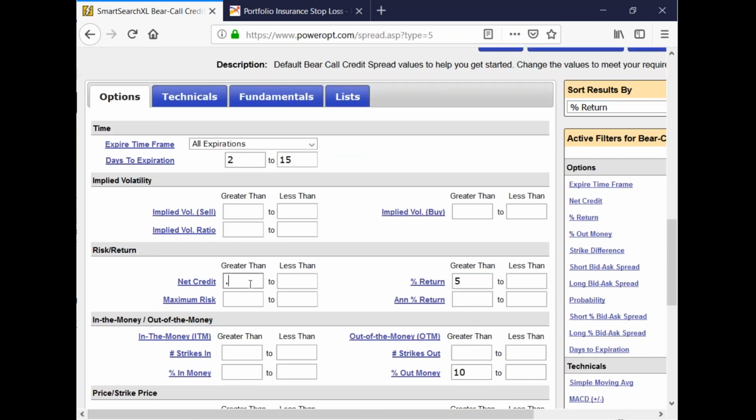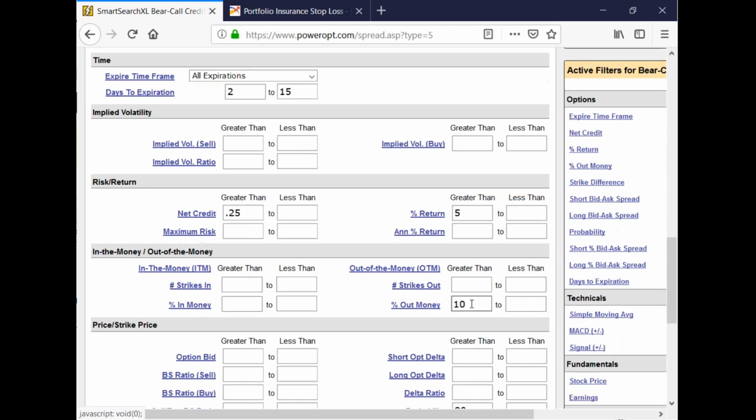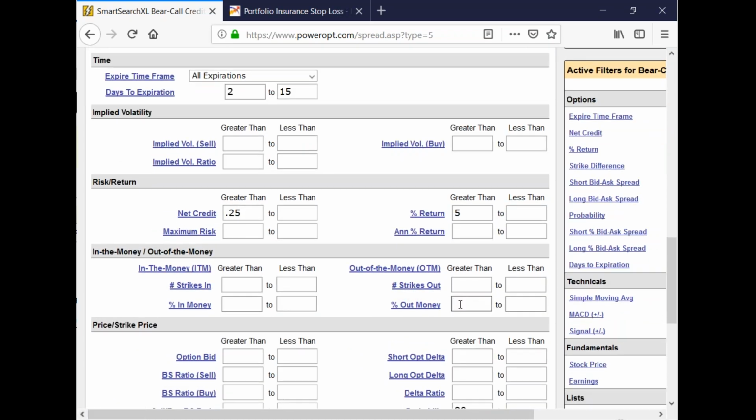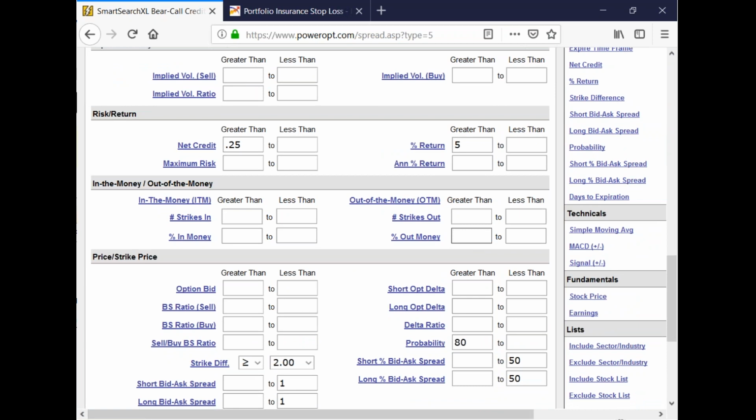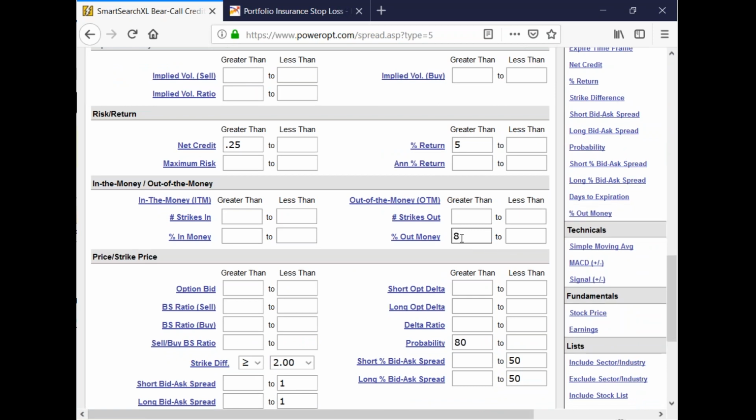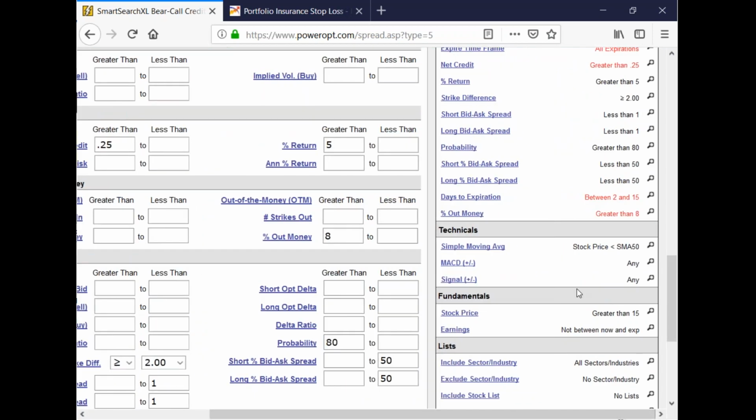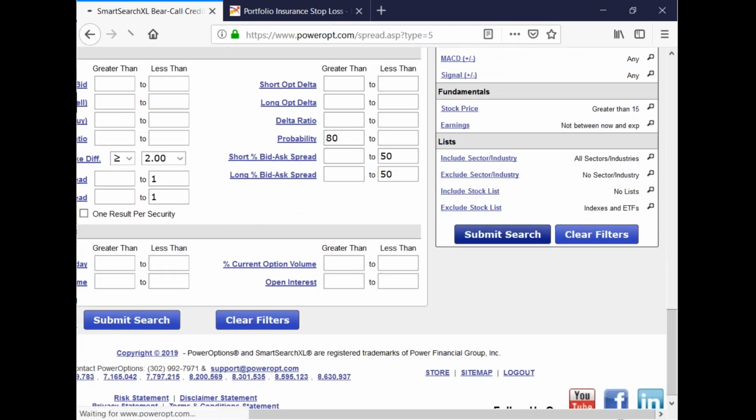And since I'm going shorter term, I might adjust my net credit a little bit to 20 or 25 cents. And I could still probably go 10% out of the money, but I'm going to go only maybe 8% out of the money and keep that 80% probability as well. Still looking for a stock in a downtrend, still looking for a stock price greater than 15. I could add other filters. But in any case now, let's just submit that search and see if we get any results based on our new criteria.